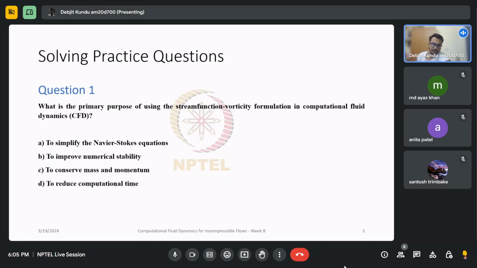Is it option A, to simplify the Navier-Stokes equations? Is it option B, to improve the numerical stability? Is it option C, to conserve mass and momentum? Or is it option D, to reduce the computational time?